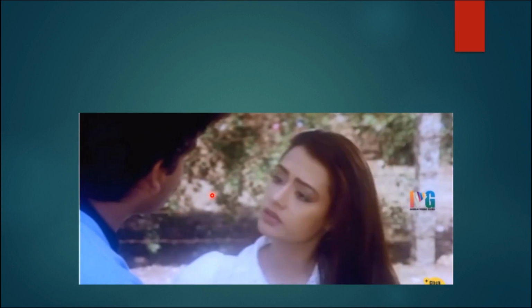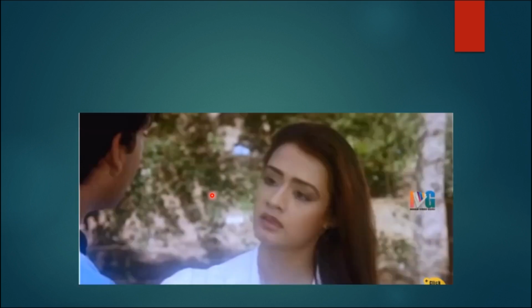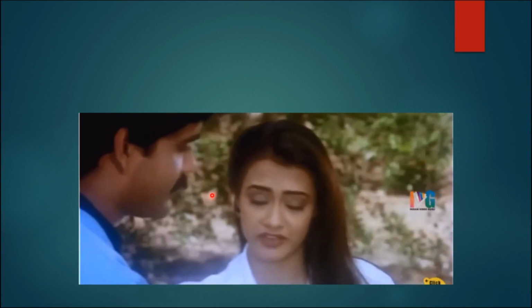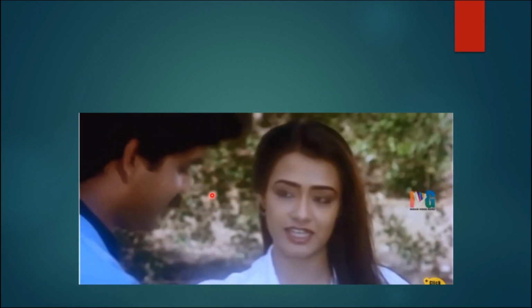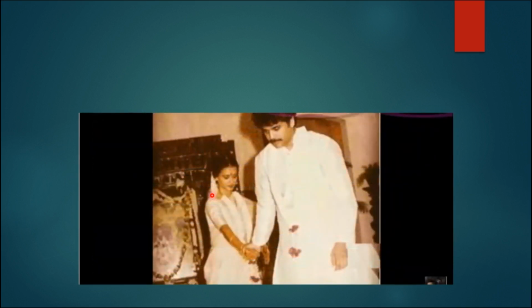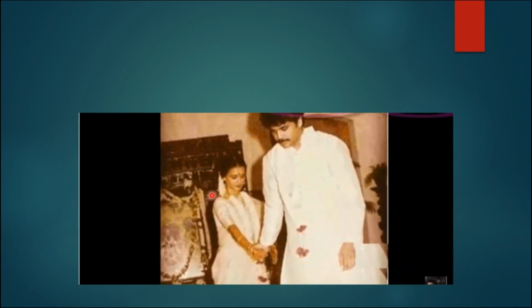I think you know these two film actors. One is Akkineni Nagarjuna and Amala. Do you know from which film this clipping is? Yes, you are absolutely right. It is Shiva. Look, first they are acting in the picture. Later, these two, the heroine Amala and Nagarjuna got married.